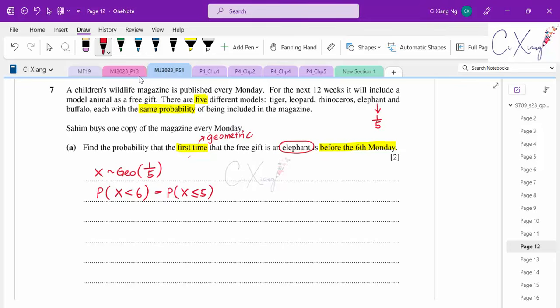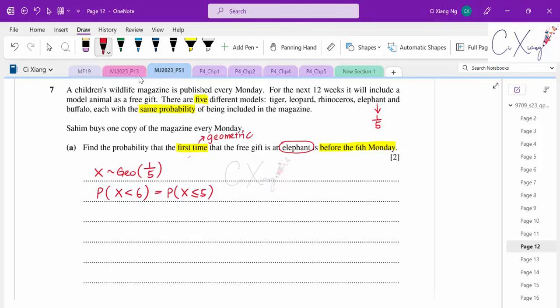Geometric is a discrete random variable. Therefore, the value of x must usually be an integer. So x smaller than 6 means that x should be smaller or equals to 5. That means Sahim might already buy 5 magazines. Okay, and then they're asking for the probability that the first elephant appears before or equals to the 5 magazines that he buys. So maybe he already gets the first elephant in the first magazine, or maybe he gets the first elephant in the 3rd magazine that he buys. So the maximum is the 5th magazine he buys, where the first elephant will appear.